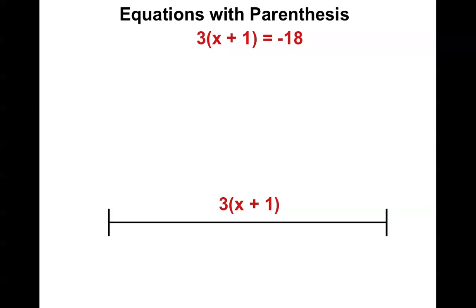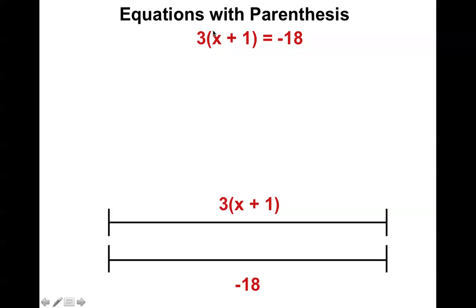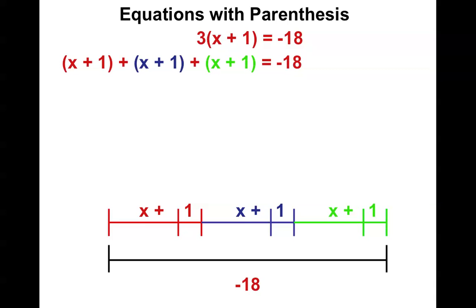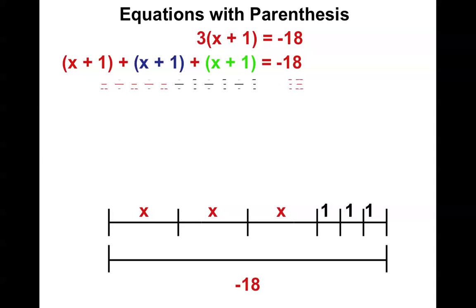Notice we have 3 times x plus 1, and that equals negative 18. What I'm hoping that you notice is that 3 groups of x plus 1 would mean that I have 3 groups of x plus 1. And then I could put all the x's together and all the 1's together, and you'd be able to notice that I have 3 x's and 3 1's.